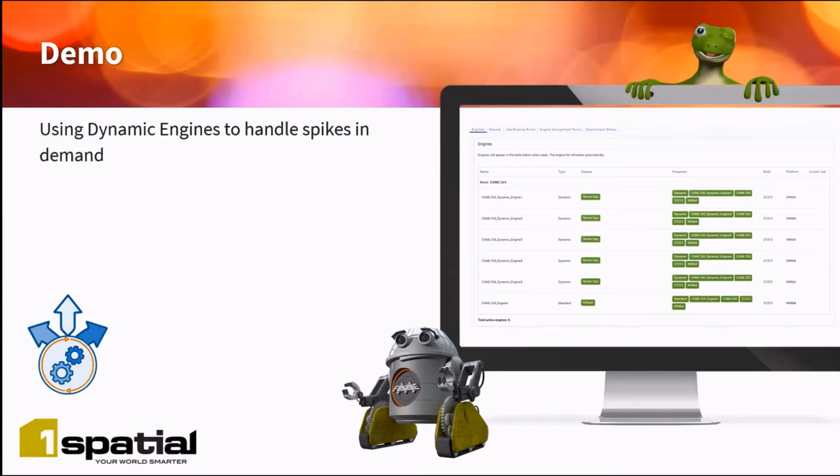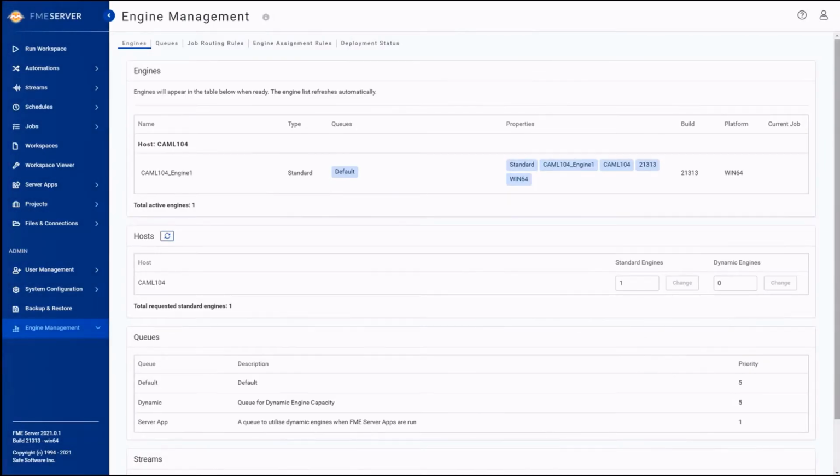Right, let's see how dynamic engines can help us. Day to day, I have a single standard engine running on my FME Server environment. It's working pretty hard and I'm struggling to find processing gaps. A colleague comes to me asking whether we could host an FME Server Workspace App for an internal consultation that will run for a couple of days. This is going to place an unknown, potentially spiky workload on an already stretched capacity.